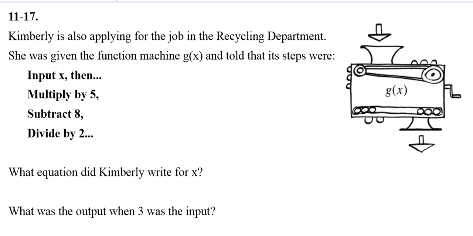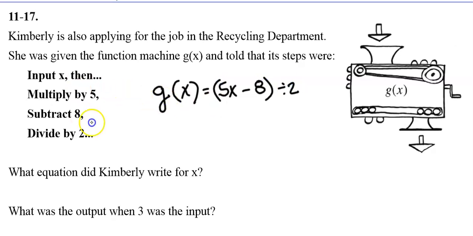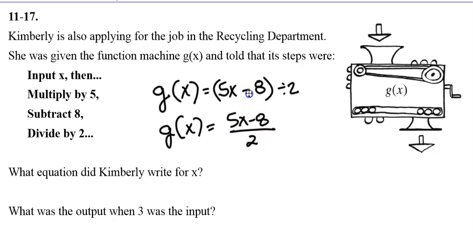So this is our original function g of x. If these are the steps, we put in x, and first we multiply by 5. Then we subtract 8, and then we divide the whole thing by 2, in order. So another way of writing g of x is very simply 5x minus 8, over 2. These two things are the same.